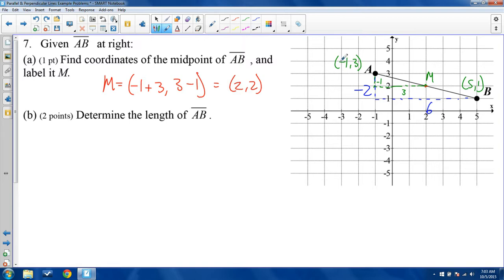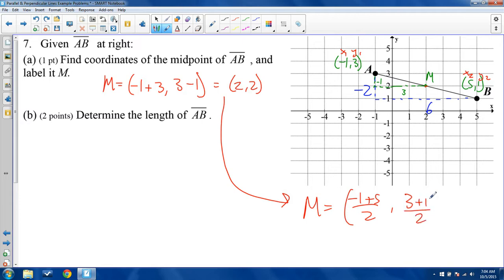Another way of going about this problem is first figuring out what these 2 points are, negative 1, 3, and 5, 1. These are the x values, and these are the y values. What you're going to do is find the average of the x values and the average of the y values, and then you will arrive at your answer. So the average of the x values is negative 1 plus 5 all over 2. You add the entries and divide by 2. And then there's 3 plus 1 divided by 2. Both of these are 4 over 2, and you get 2, 2. Same thing as before, 2 different ways to do it.